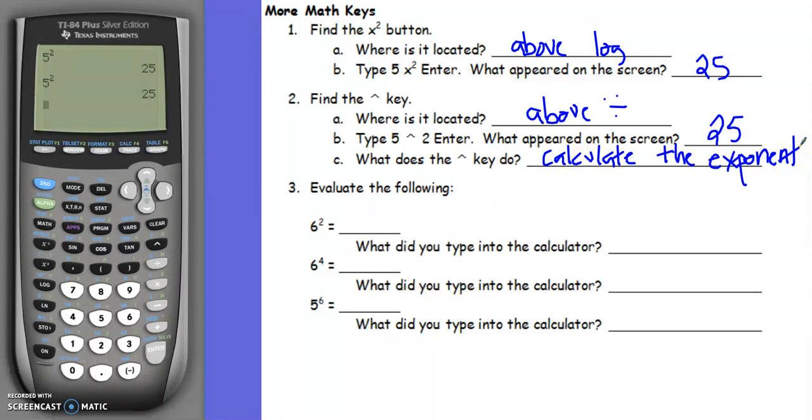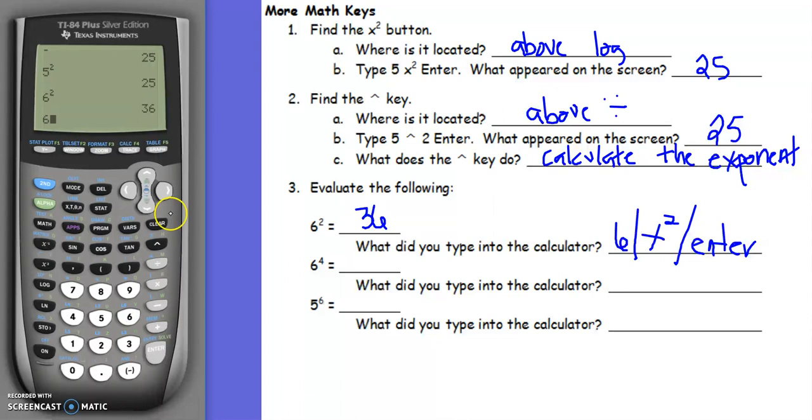So we're going to evaluate the following. 6 squared. Enter. We get 36. What did you type into the calculator? I typed in 6, and then I typed in x squared, and then I typed in enter. Alright, 6 to the 4th power. 6 caret 4. Enter. And I get 1,296. What did you type into the calculator? First I typed in 6. Then I typed in caret. Then I typed in 4. Then I typed in enter.